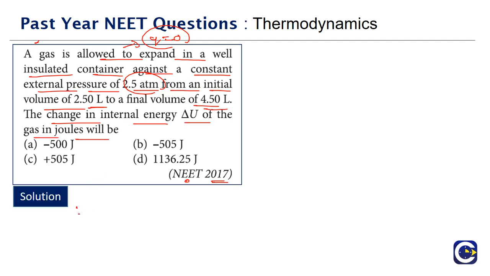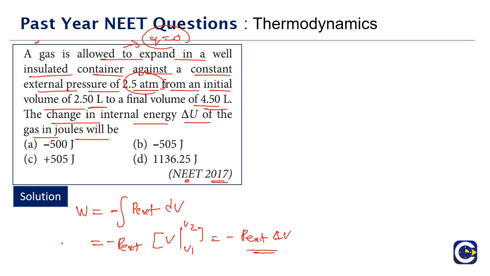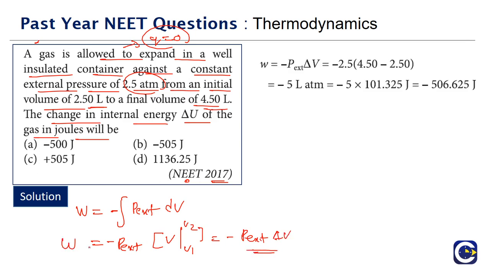Now again, if we consider this to be an irreversible process, at constant external pressure, work is minus P external integral dV, with limits V1 to V2, basically minus P external into delta V. This is the work formula. So work will be equal to minus P external delta V. P external is 2.5 atm into delta V, which is 4.5 liters minus 2.5, which is 2. So the value will come as minus 5 liter atmosphere.